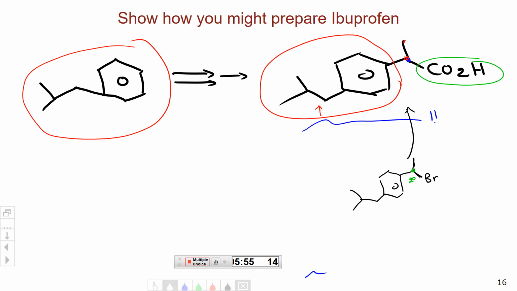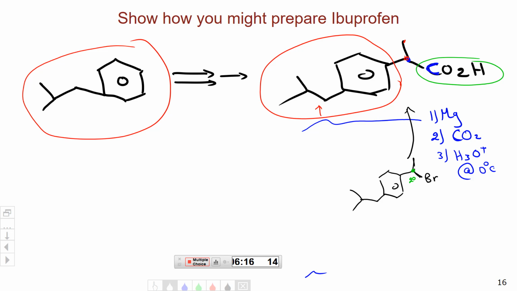So I'm going to add magnesium to prepare the Grignard, to change this alkyl halide to a Grignard, followed by CO2. This carbon in here is coming from the carbon of the CO2. And the third step is adding H3O+ at 0 Celsius to end up with a carboxylic acid.